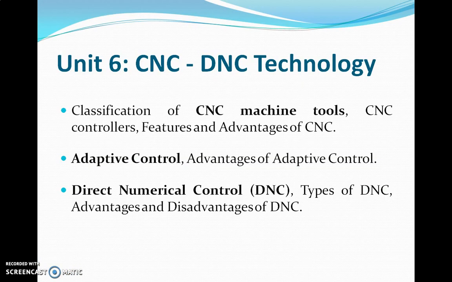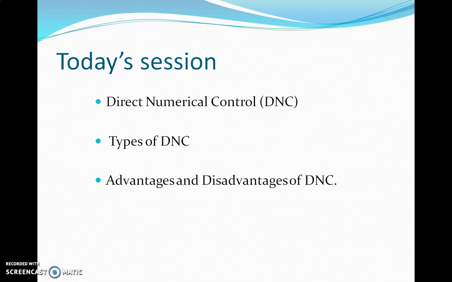So we are discussing unit number 6, which is CNC and DNC technology. In this unit, we have covered the CNC part and the adaptive control part. In this session, we will try to cover the last part of this unit, which is direct numerical control. We are going to see what a DNC is, what the different types of DNC are, and the advantages and disadvantages of DNC.